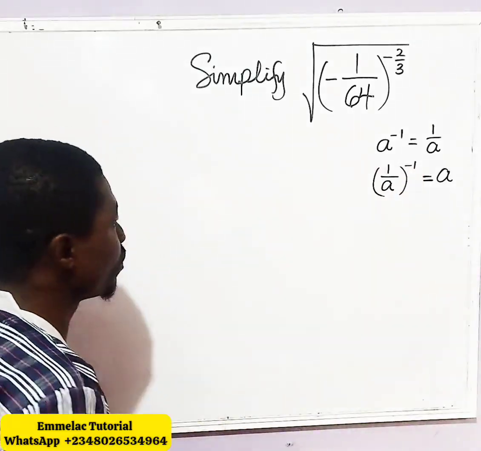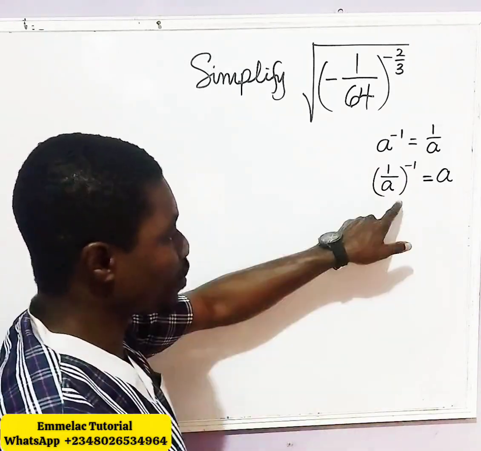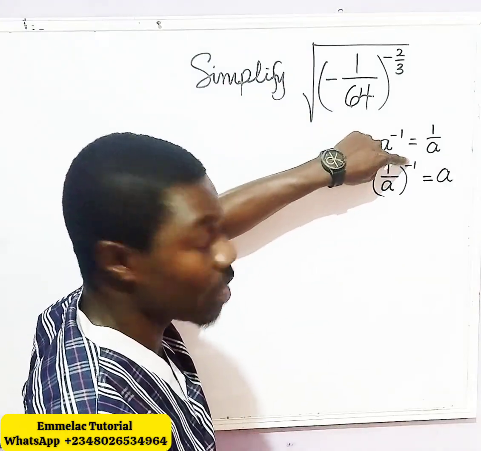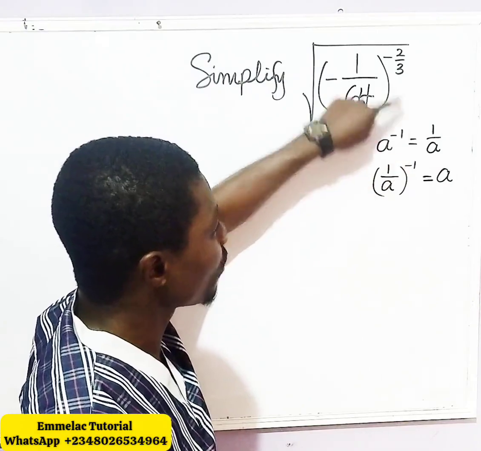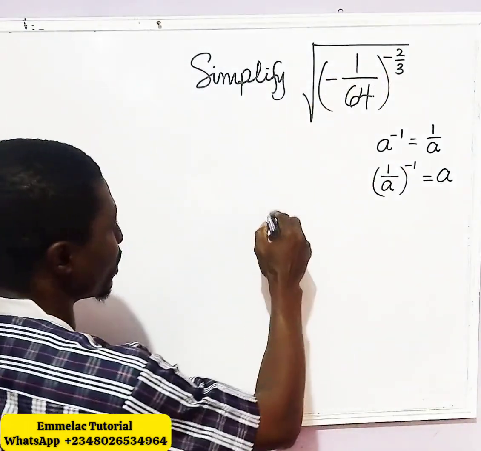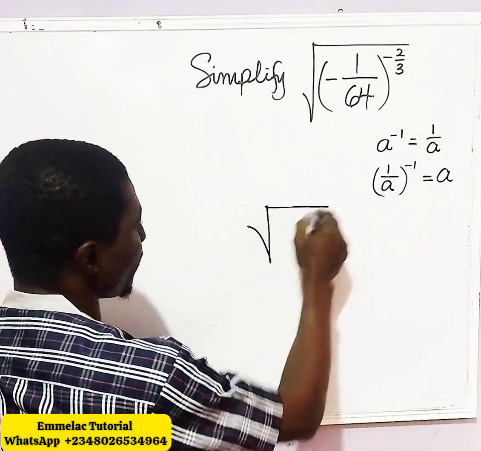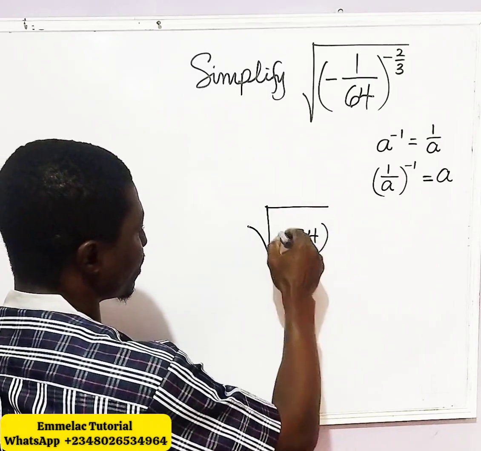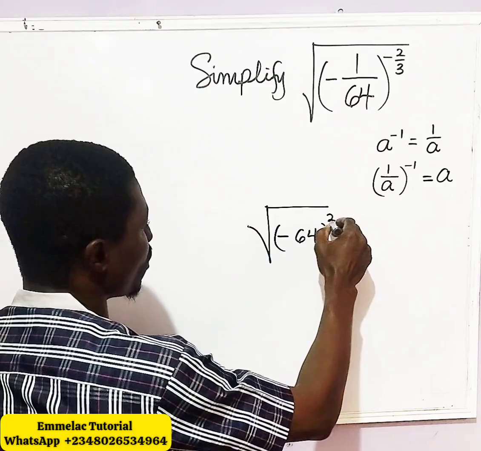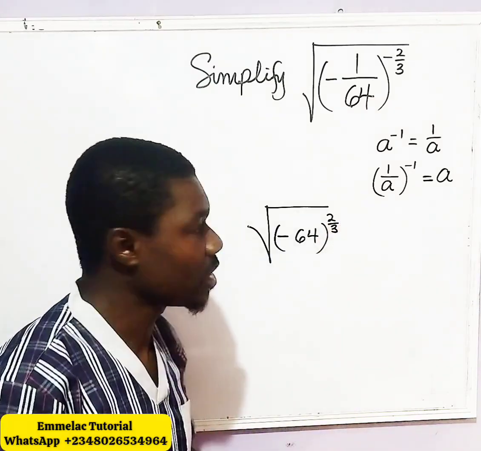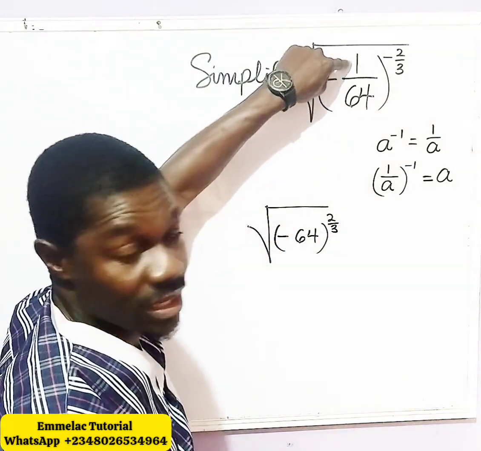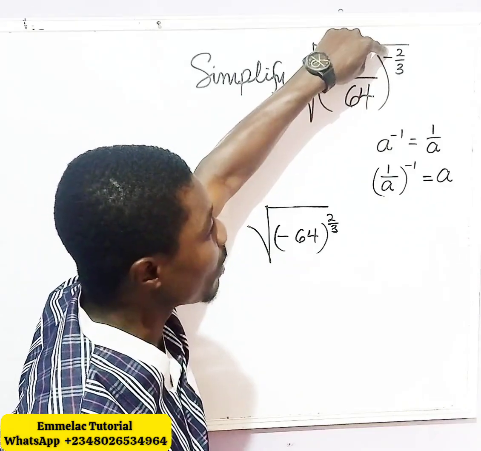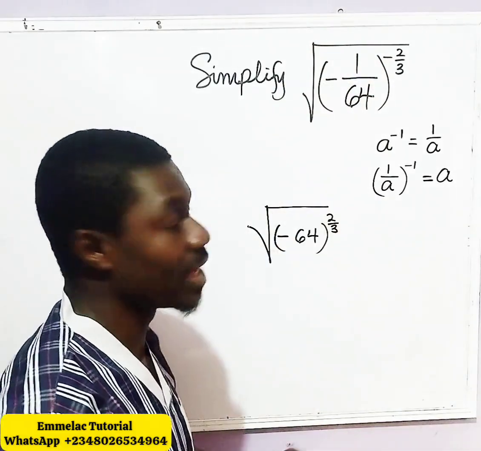So from this end, we apply this rule here, where this 1 cancels out this -1, which will come up with -64 raised to 2 all over 3. That's because our 1 here cancels out the -1, which is a multiplier to 2 over 3.